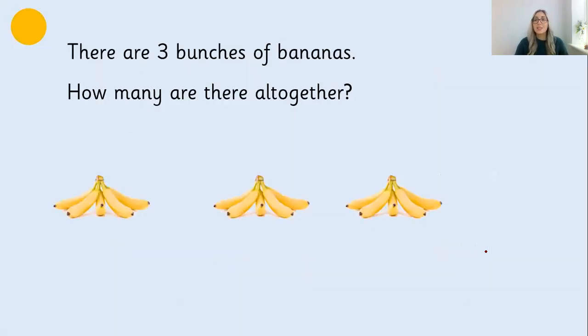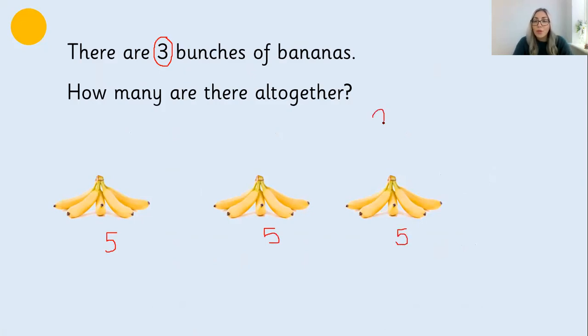And then here are some of the amber challenges. So there's a few questions, so pause them as we go along. So the first one is, there are 3 bunches of bananas. How many are there all together? So there's 3 bunches, and you can see in each bunch there are 5. 5 here, 5 here, and 5 here.